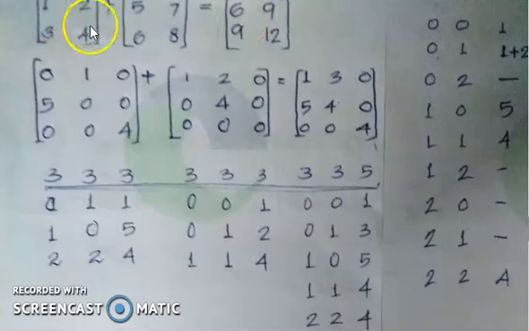That is, 6 is obtained by adding 1 and 5, 9 by adding 2 and 7. Similarly, 3 plus 6 gives 9, and 4 and 8 gives 12.